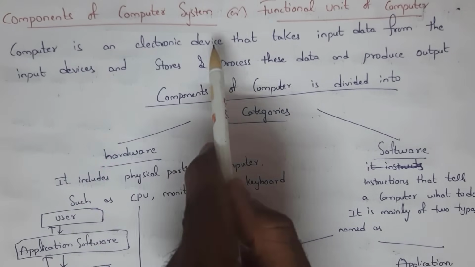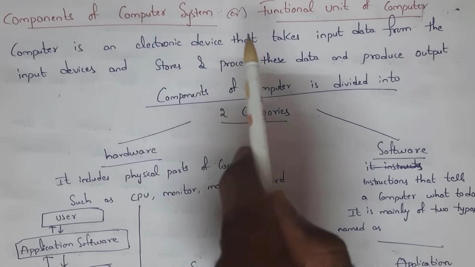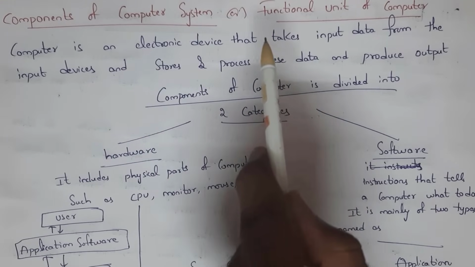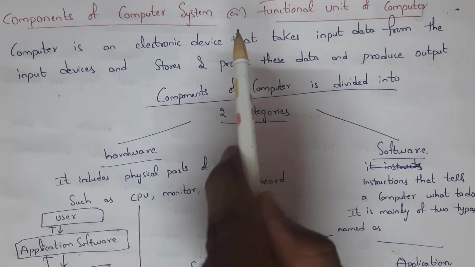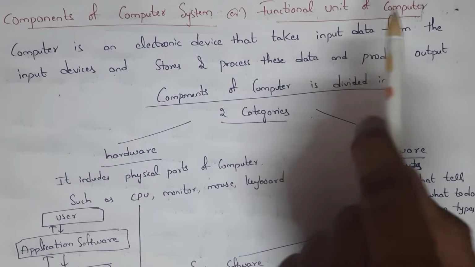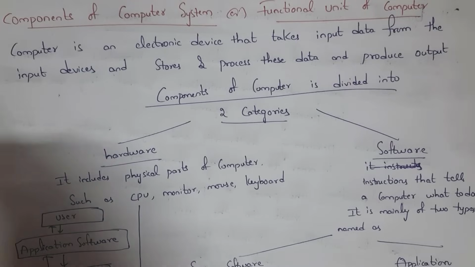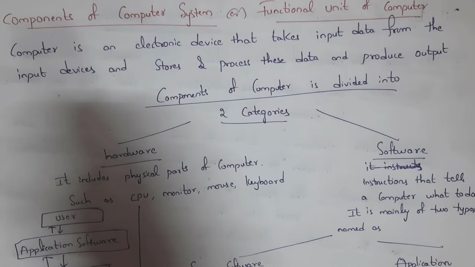Computer is an electronic device that takes input data from input devices and it stores and processes this data and produces output. For example, keyboard is an input device because by using keyboard we can enter input. So computer takes input data from input devices like keyboard, then it stores the data, processes the data and produces output. Output is seen in output devices like monitor. We can see output in monitor. So monitor is an output device.